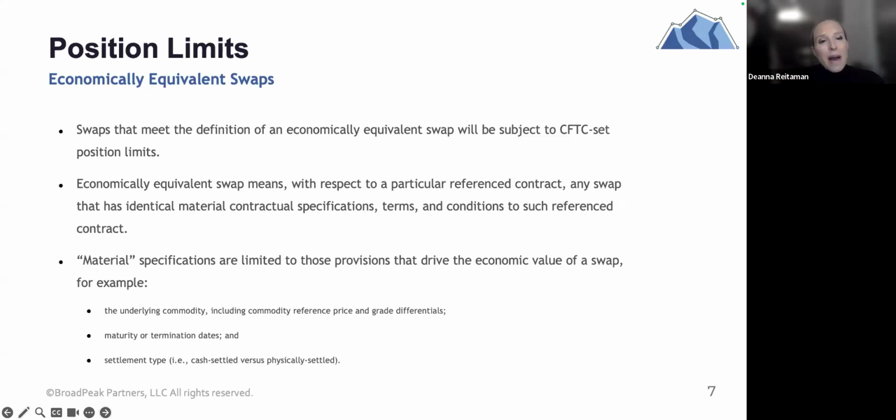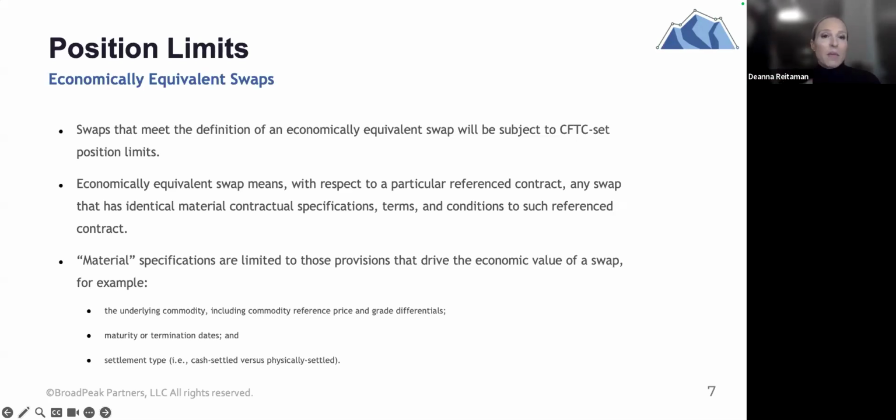And so after Dodd-Frank, they created this concept of economically equivalent swap. An economically equivalent swap means, with respect to a particular reference contract, any swap that has an identical material contractual specification, term, or condition that sort of looks like that reference contract, right? And they define what a material specification is, and it essentially is limited to provisions of that swap that drive its economic value. So again, the underlying commodity, its maturity or termination dates, and the settlement type, right? Cash settled or physically settled.